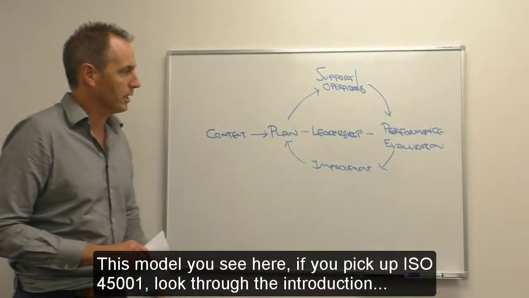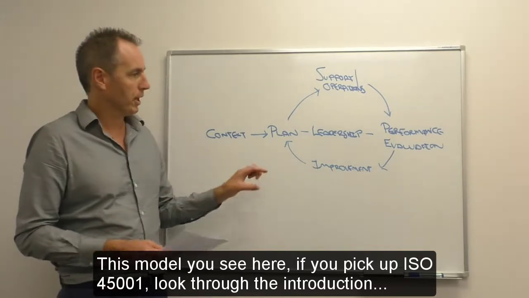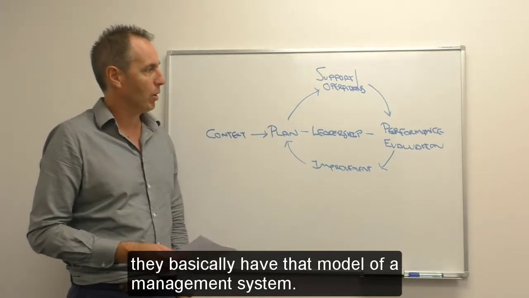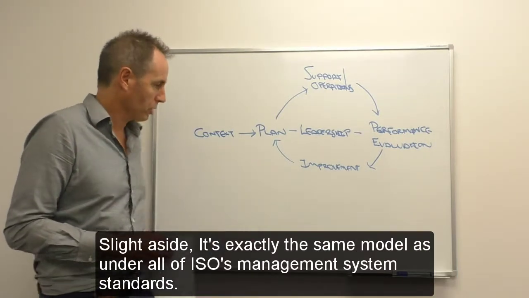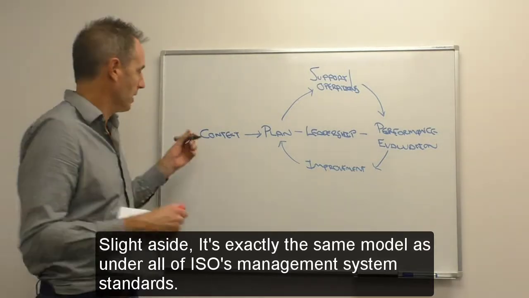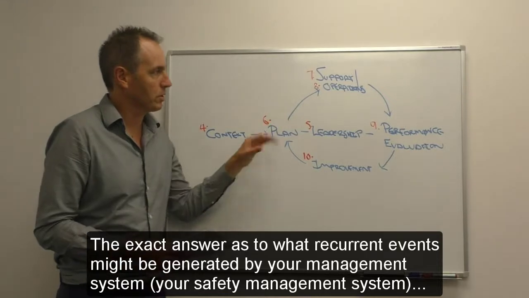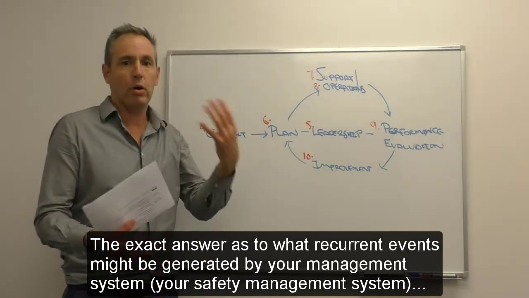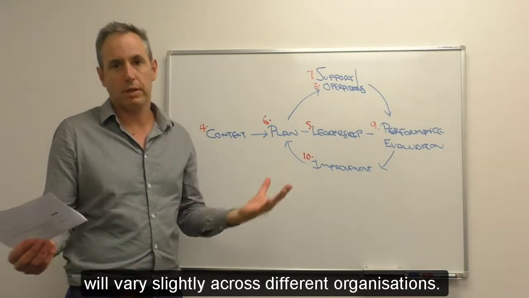This model you see here, if you pick up ISO 45001, look through the introduction, they basically have that model of a management system. Slide aside, it's exactly the same model, I should put the numbers on there, as under all of ISO's management system standards. Now, the quality one, food safety, etc., etc. The exact answer as to what recurrent events might be generated by your management system, your safety management system, will vary slightly across different organisations.